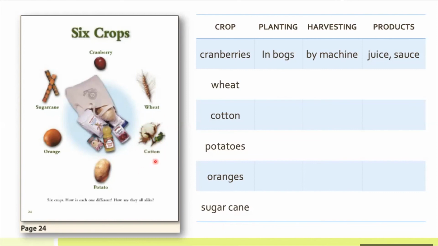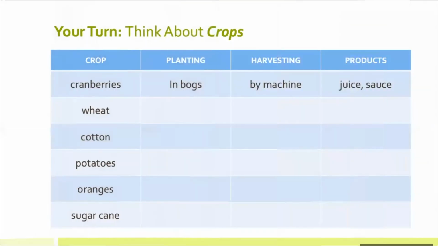You need this during summer and every day if you wear clothes, because almost all of the clothing is made with cotton or parts of cotton. And potatoes I love, and oranges, and the sugar cane is delicious. The cranberries, well, I don't like them that much, but I like them. And the wheat, that's part of our daily diet. And there you go. Your turn, think about crops, and you will fill in this classifying table with information given in the story.